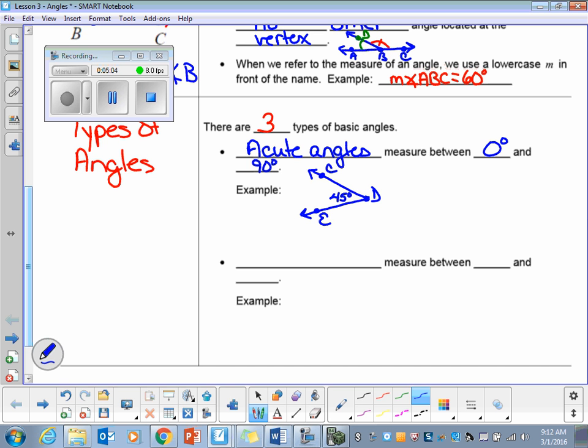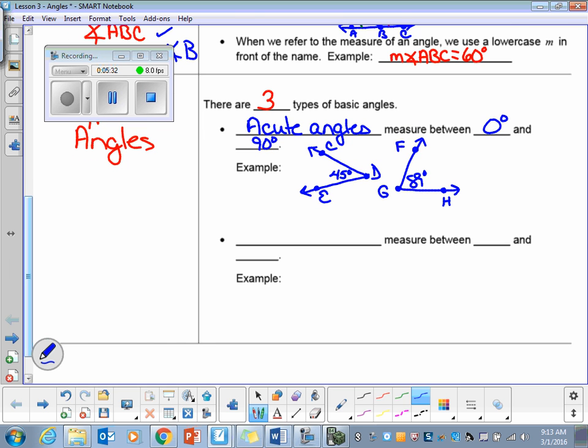We could also have F, G, H, and this could be 89 degrees. So acute. Cute animals are generally small, cute little babies. So small angles, acute, that's one way to remember it.